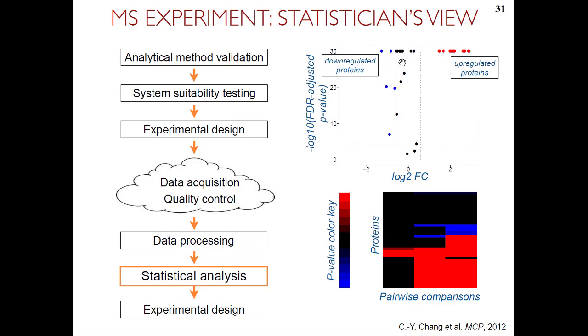And then the output is the volcano plot, which I just described. Or if we have many comparisons, we also do a heat map like that, where the rows are proteins and the columns are pairwise comparisons. For example, time 1 versus time 0, time 2 versus time 0, 3 versus 0, and so on. And so red means significantly up, blue means significantly down, and black is no change.